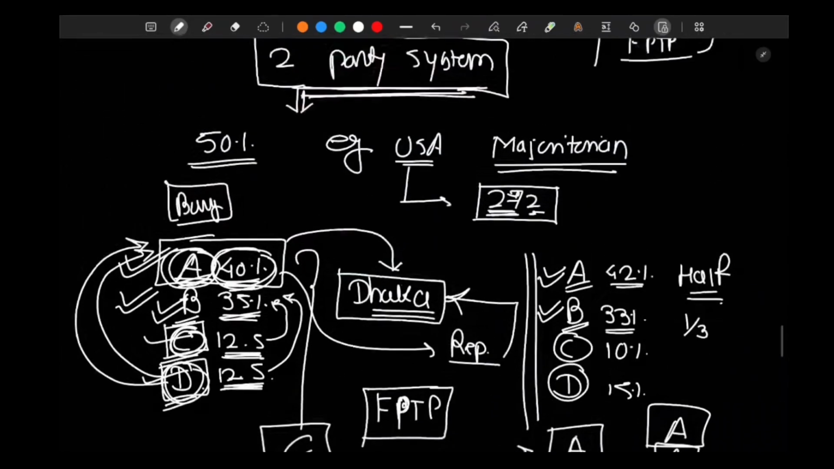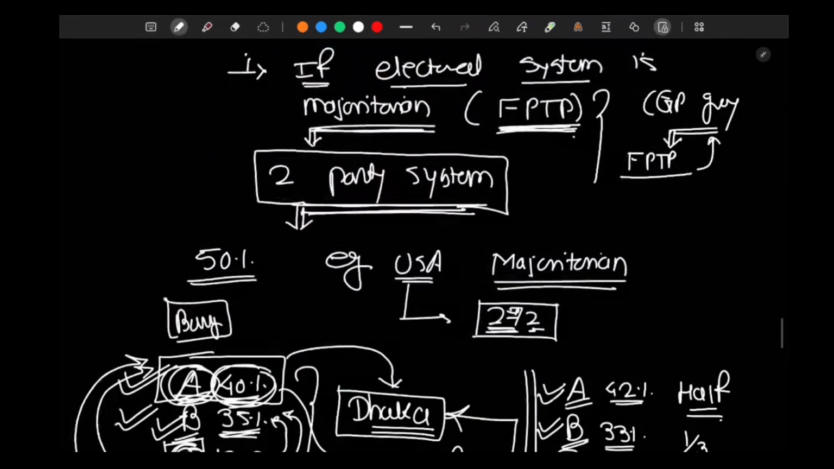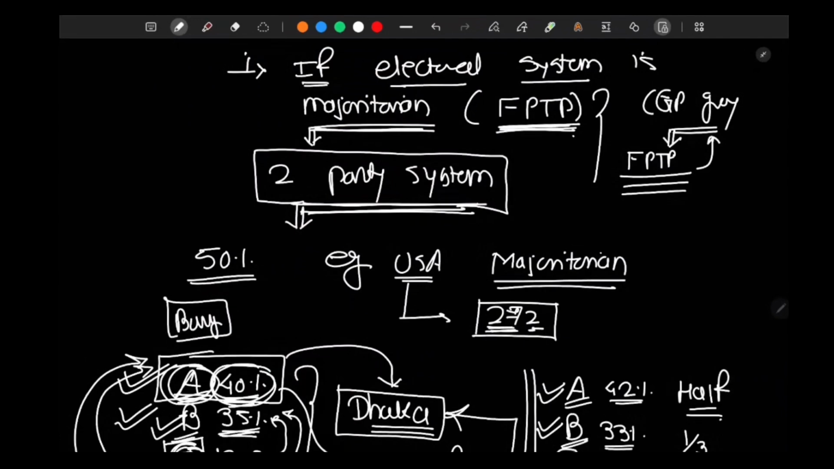This is the idea. So if you have to remember only one thing about the electoral system: if your electoral system is first past the post, if your electoral system is majoritarian, then such an electoral system will have a two-party system. Only two parties will exist, right?